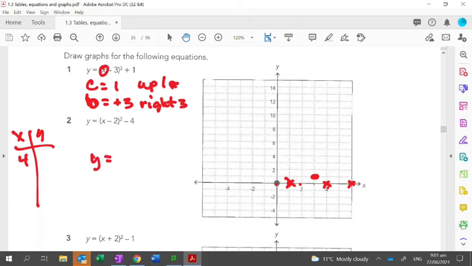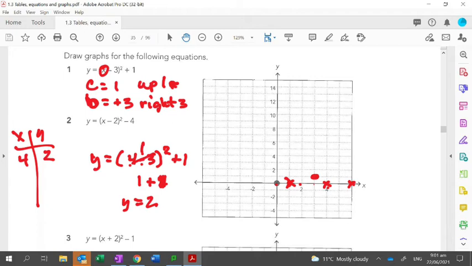So y equals 4 minus 3 quantity squared plus 1. 4 minus 3 is 1. 1 squared is 1. Plus another 1 gives you y equals 2. So you're just substituting. Put it in place of the x and do the math.